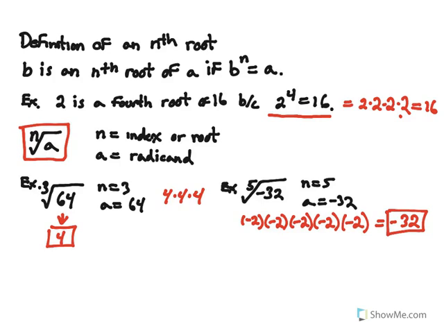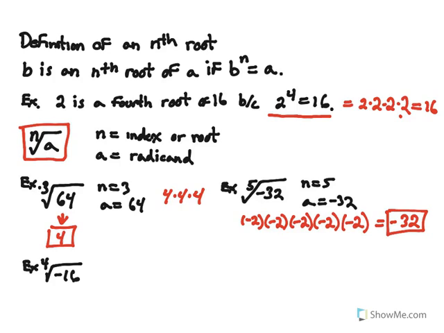Here, I'll do this one here. So let's do an example of what happens when you have an even root, but then you have a negative radicand. Okay, so this goes back to what I was saying a moment ago.